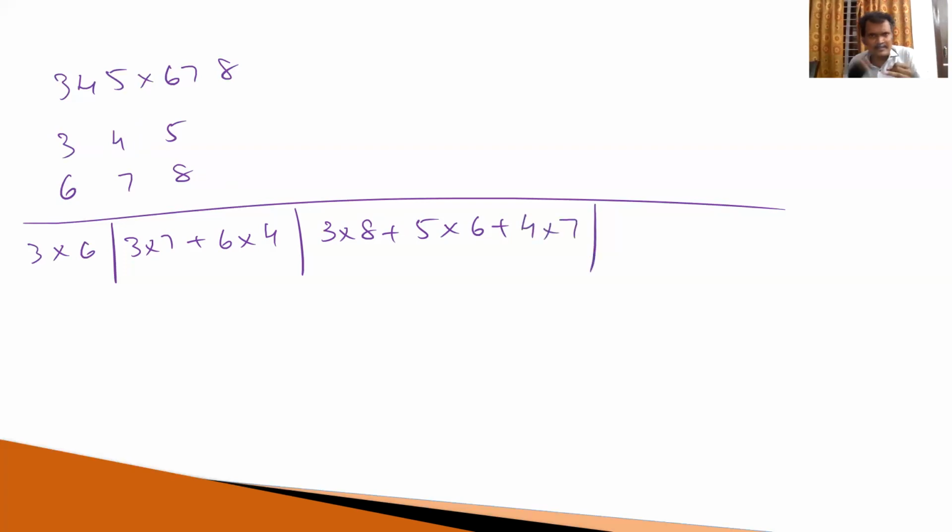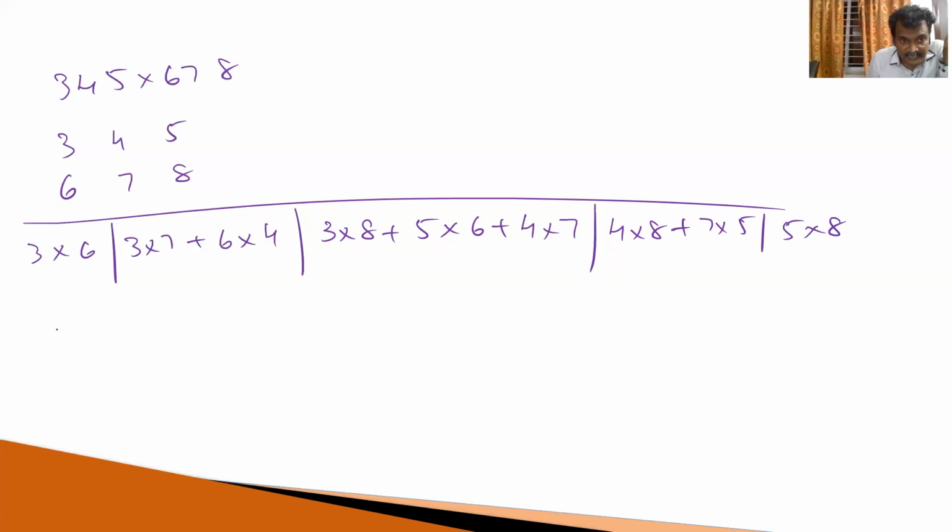So 10,000 over, 1,000 over, 100 over, what next? Tens. How do you get? Tens into unit. So 4 into 8 plus 7 into 5. So 10,000 over, 1,000 over, 100 over, tens over. What is the last one? Unit. So what is the unit? 5 into 8. That's it.